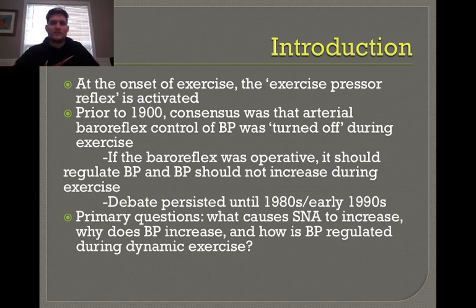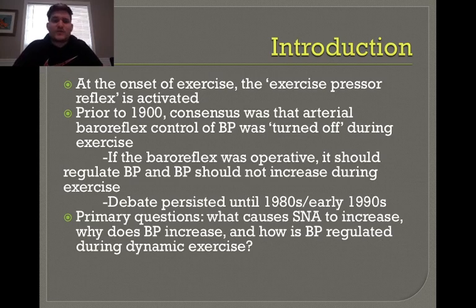So, the thinking that the baroreflex should, when intact, sort of oppose this led researchers to believe that the baroreflex was just turned off, right? Because if it was turned on, blood pressure shouldn't increase during exercise, right? And so this debate was going on until the early 1990s, right? So not that long ago. And so there was, however, a lot of evidence saying that no, the baroreflex is not just turned off, right? It still has a role of regulating blood pressure during physical activity.